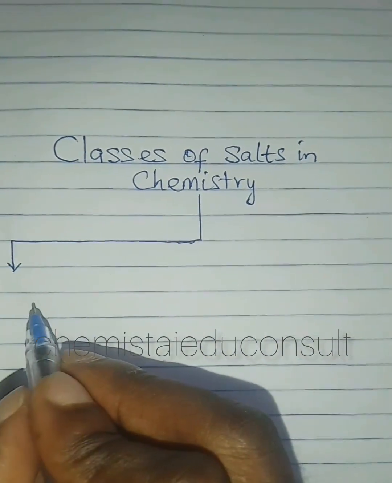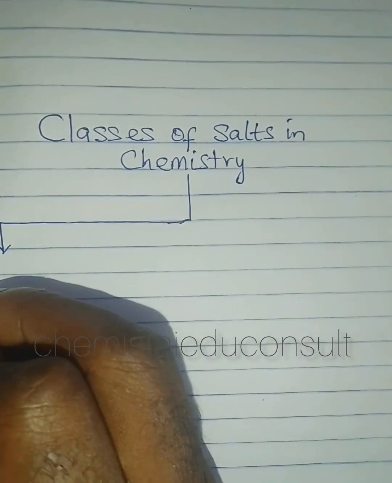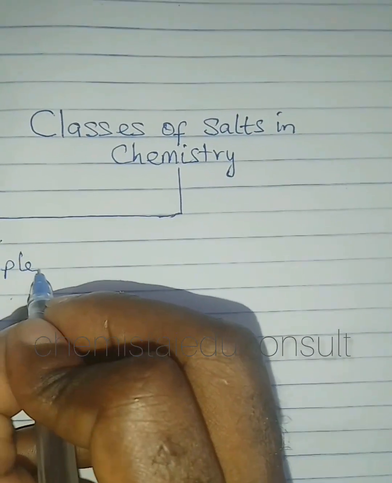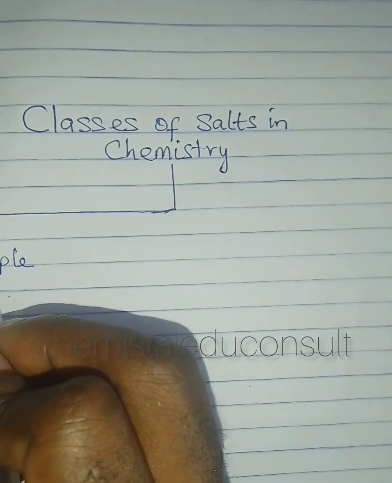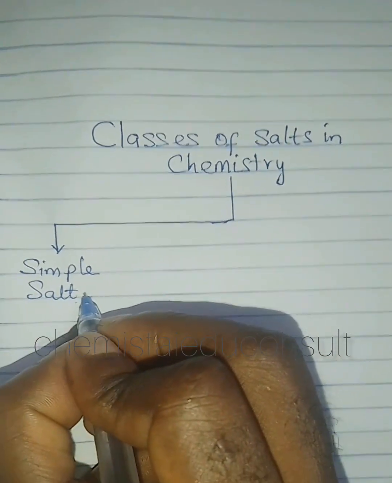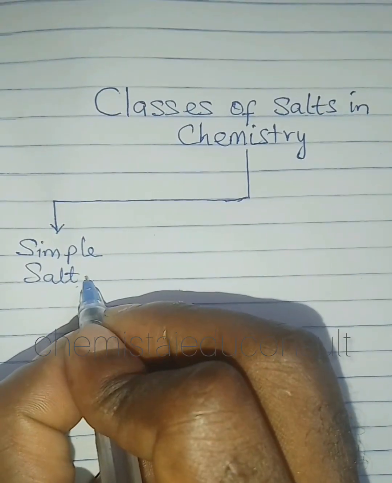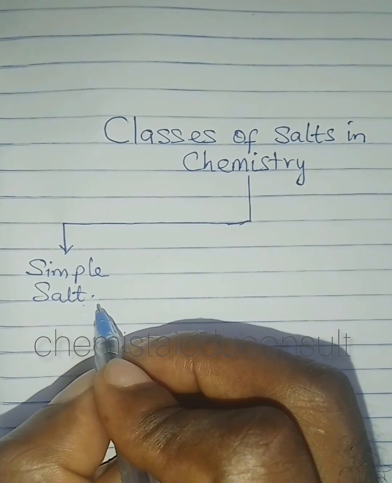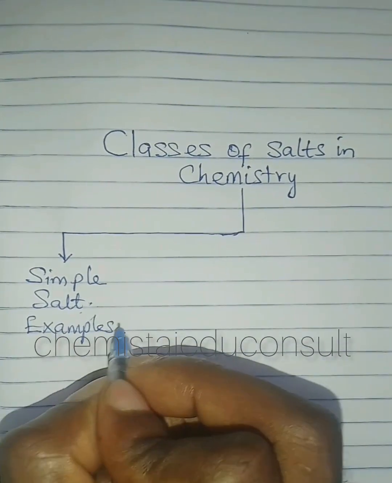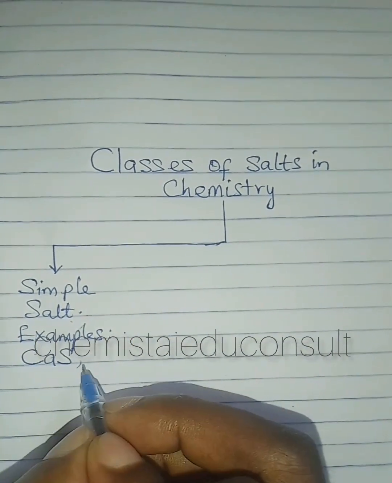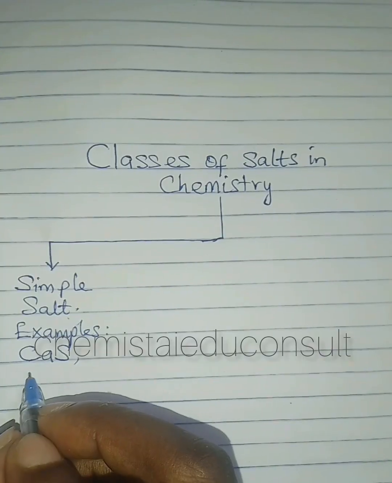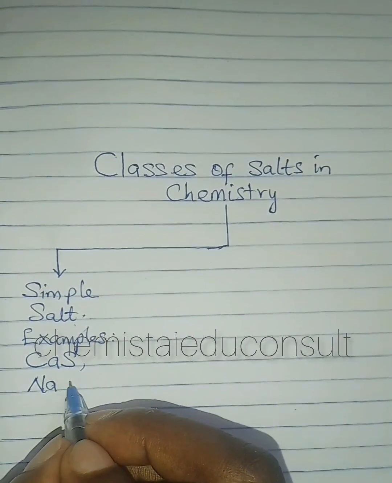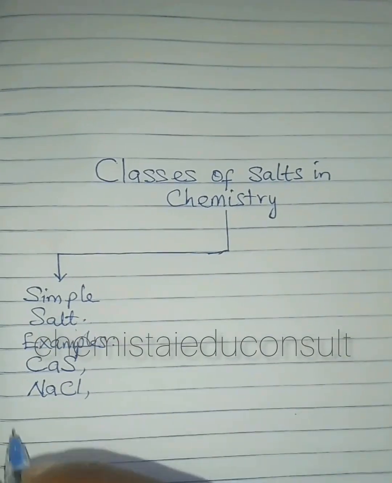Now, here are the classes of salts in chemistry. If the salt is made up of a single cation and a single anion, the salt is called simple. So a salt is simple when it is made up of only one positively charged ion, either metal or ammonium ion, and only one non-metallic ion or one negatively charged polyatomic radical. For example, calcium sulfide, the cation there is Ca2+, and the anion there is sulfide, S2-. Another example is sodium chloride. The single cation there is Na+, and the anion is Cl-.